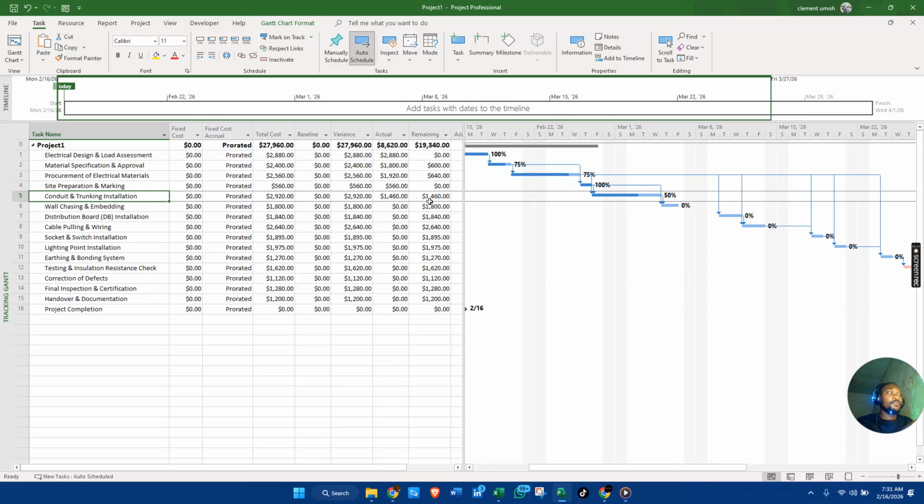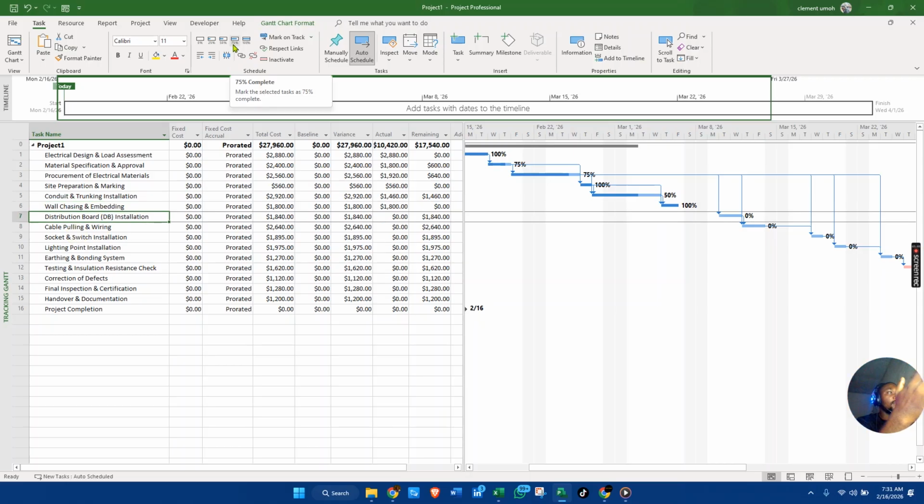I have seen the figure, all right. Work chasing and embedding, let's say 100%. So looking at the different resource materials we bought, because we've not procured everything, I would say 50%. You understand? That also includes the labor cost and the material cost as well.